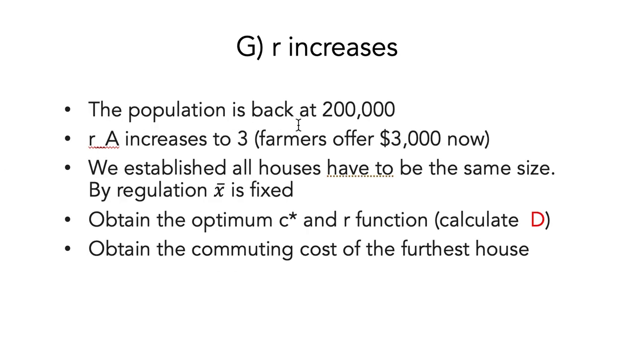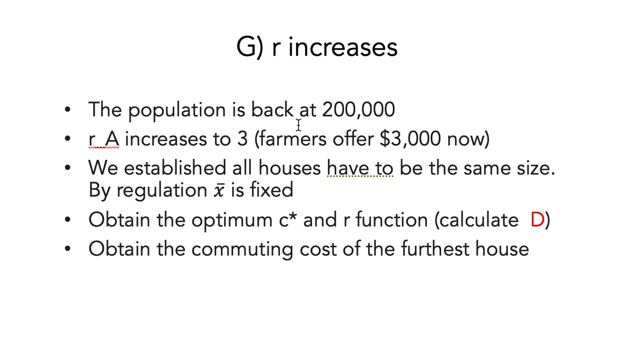Okay, let's go to letter G. Now suppose that the population is 200,000, but that R_A increases to 3. What this is telling you is that the farmers have more rent per block. But the point is that in equilibrium, the rent from land in the city must be equal to the rent of land in the agricultural sector. Otherwise, they would start buying where it's more profitable until you reach the equilibrium. So the equilibrium right now is 3.